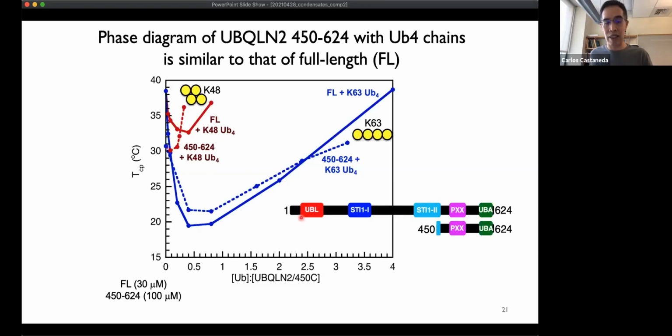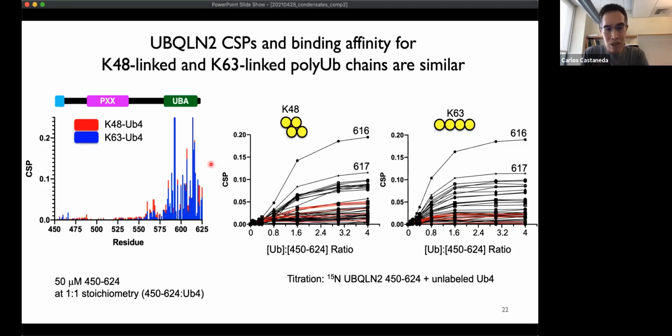Instead of focusing on full length, we went to our smaller construct, 450 to 624, and we were able to recapitulate the same behavior, whereby when we add K48 chains to 450, we see a similar effect, with K63 really extending this regime of phase behavior, whereas K48 does not do this. And so we were able to use this shorter construct to really map out what's going on when we add these different ubiquitin chains. Okay, so we did NMR titrations again.